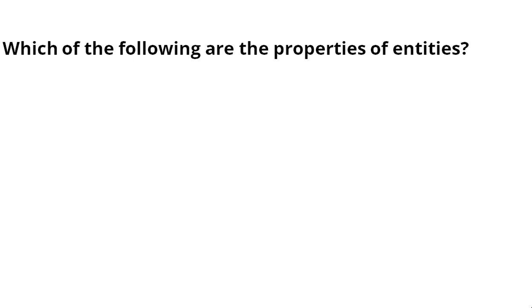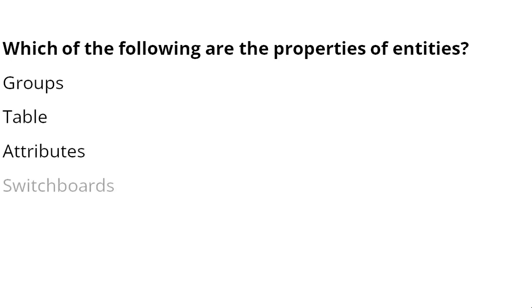Which of the following are the properties of entities? Groups, table, attributes, switchboards. And the correct option is attributes.